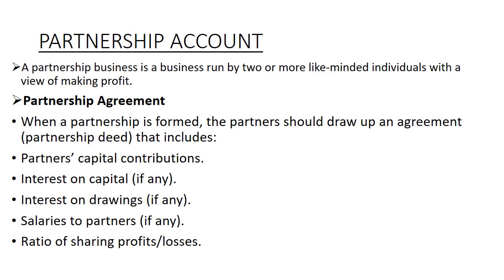Then the most important is the ratio of sharing profits or losses. Depending on the contributions, the amount of money you have put in, or some other reasons, the partnership agreement should give details on what ratio of the profit each partner should get, or what ratio of loss each partner should incur.